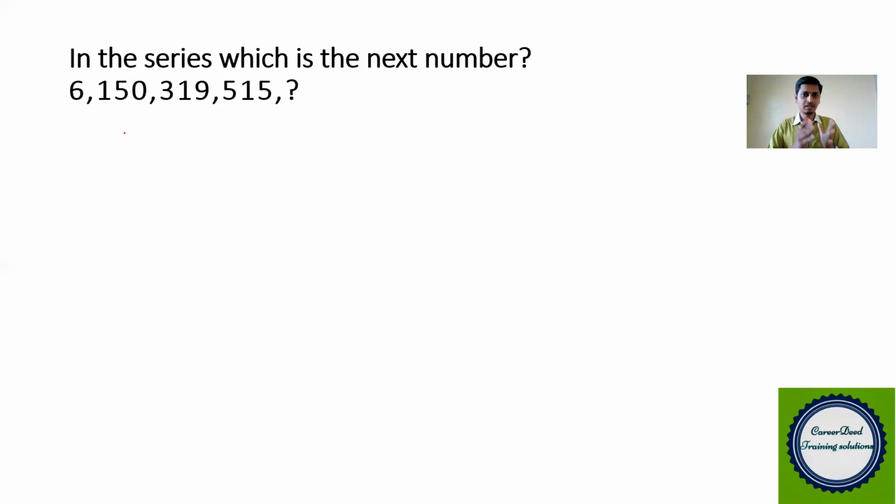For now, we can start by looking at the difference. Look at the difference of 6 and 150. So 150 minus 6 is 144. Next, 319 minus 150, what do we get?